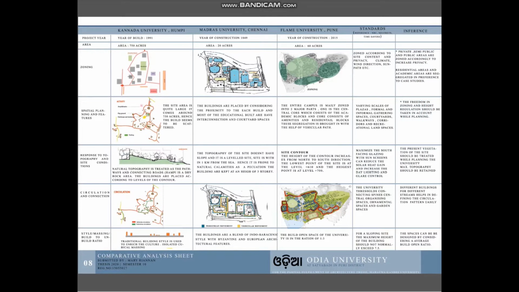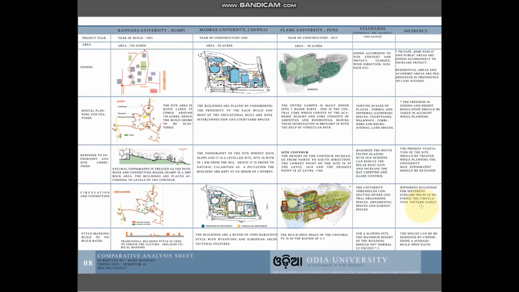First one is zoning. Public, semi-public, and private spaces are zoned according to the increasing privacy. Residential and the academic areas are separated considering the case studies. Second one, spatial planning and features. Freedom of zoning and height regulation should be considered while planning. Third one, response to topography and site condition. The climate and the vegetation should be considered while planning and retain the maximum as possible.